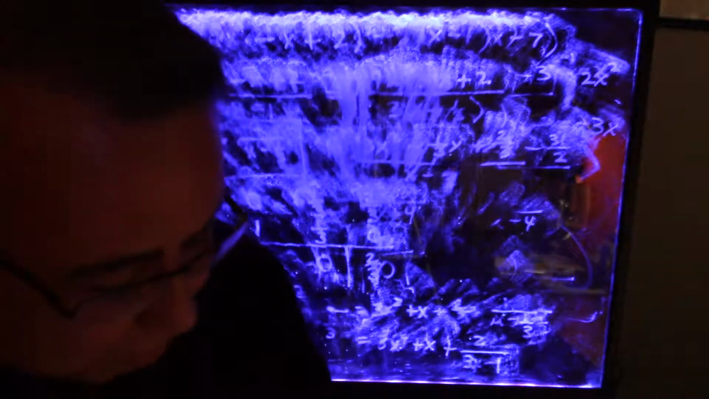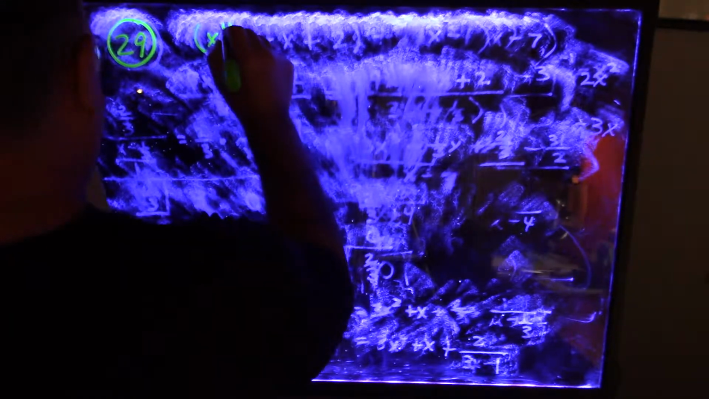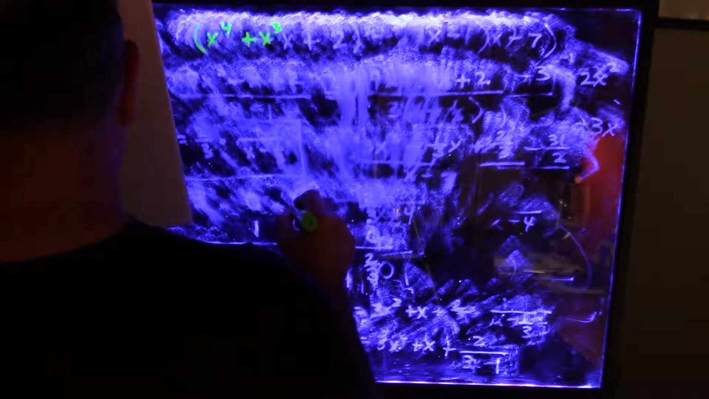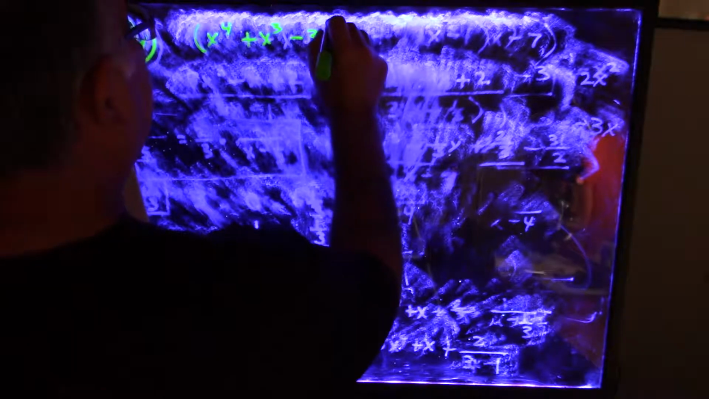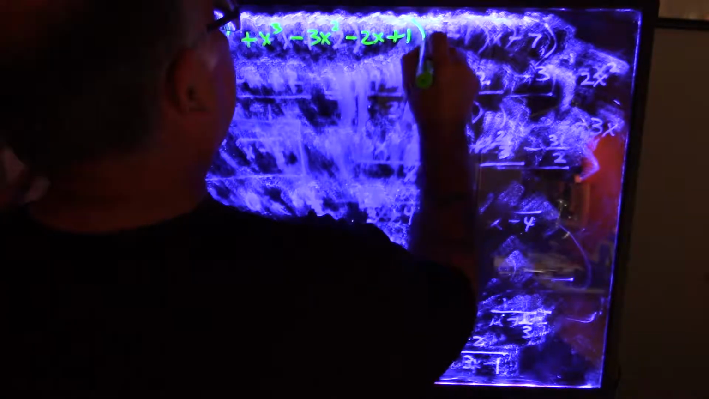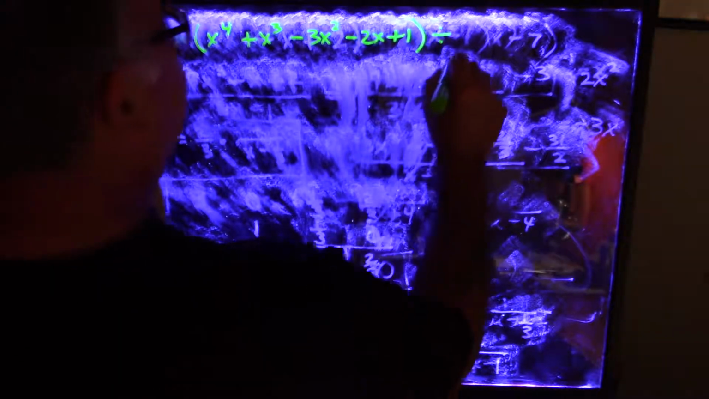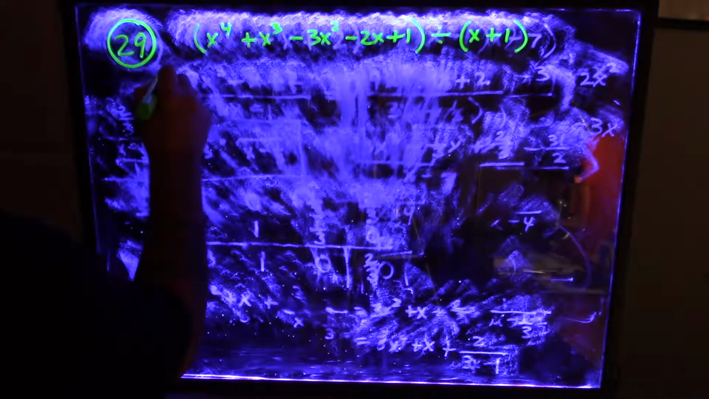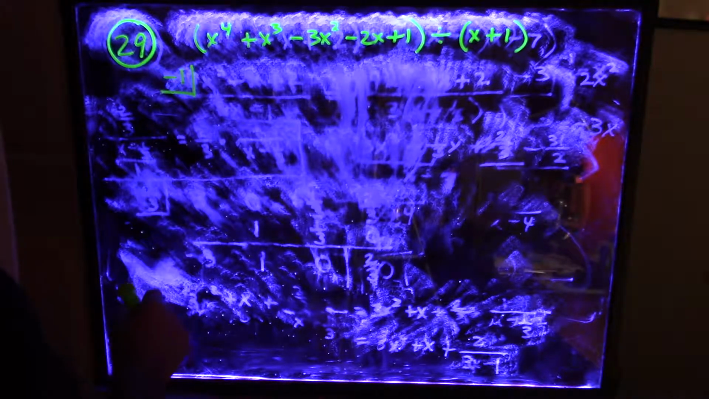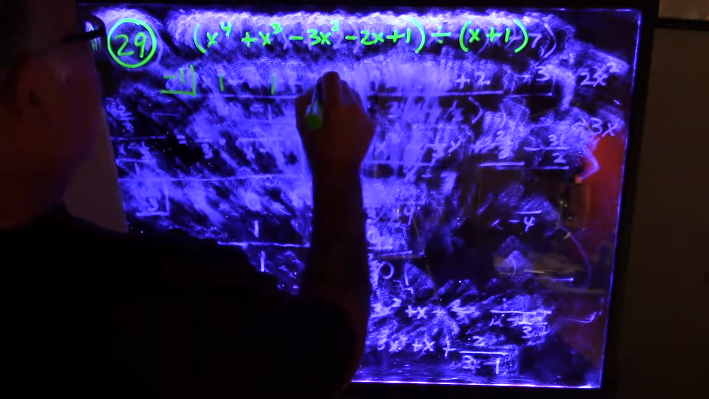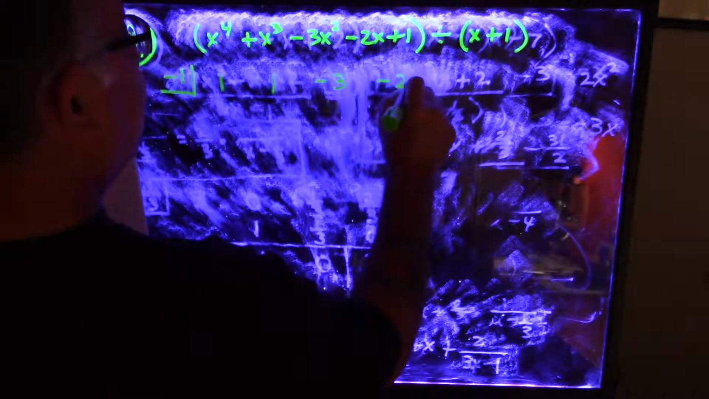Number 29. That's x to the 4th plus x cubed minus 3x squared minus 2x plus 1, divided by x plus 1, or x minus a negative 1. So you put the negative 1 up here in the upper left, and you write all the coefficients of the dividend. We've got 1, 1, negative 3, negative 2, and 1.